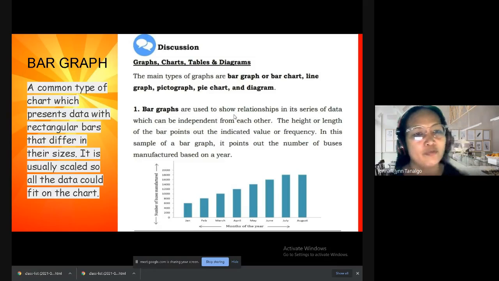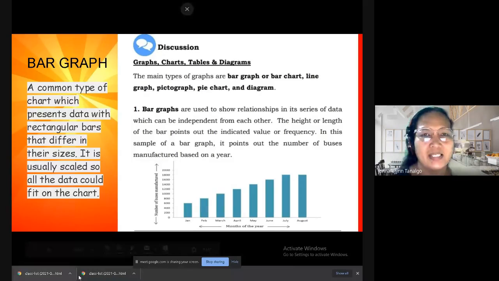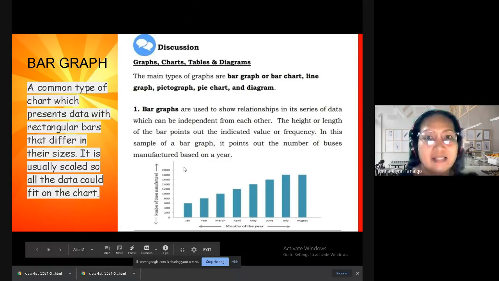The first one, let us discuss graphs, charts, tables, and diagrams. The main types of graphs are the bar graph or bar chart, line graph, pictograph, pie chart, and diagram. You are knowledgeable with this. So what is a bar graph? As you can see in the example, this is a bar graph, a common type of chart which presents data with rectangular bars that differ in their sizes.